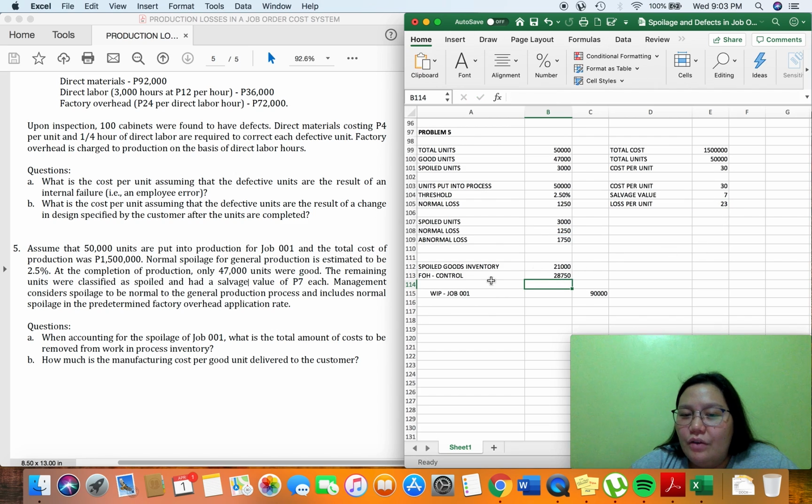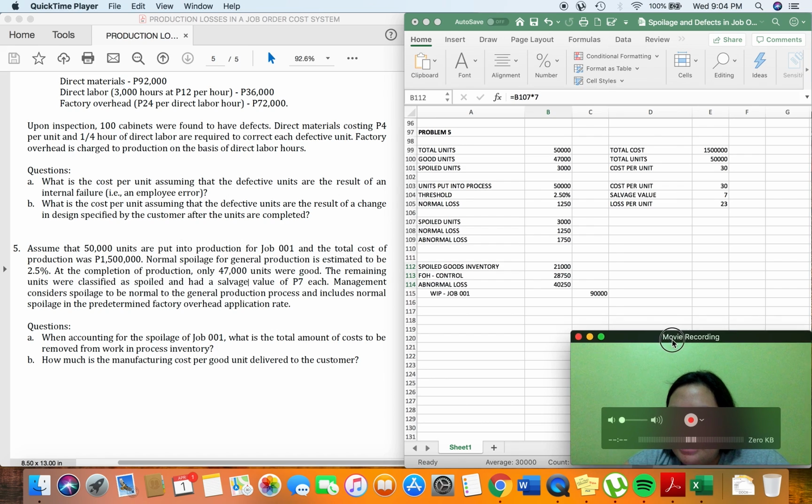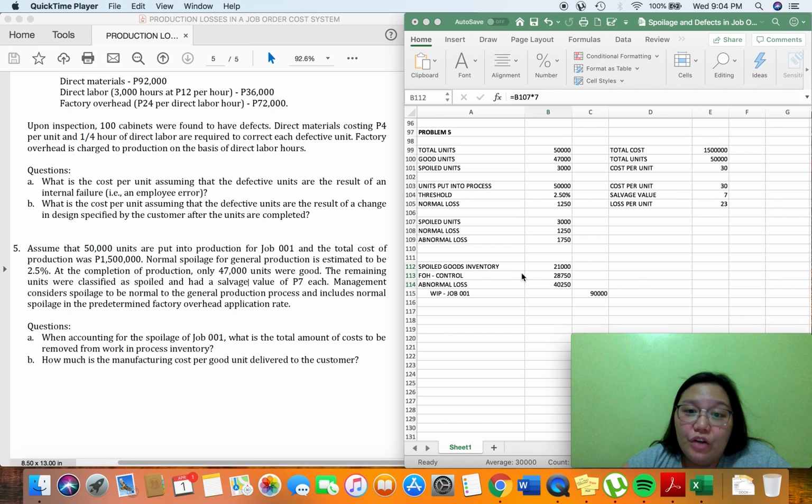We have 28,750. And then, the abnormal loss naman will be, syempre, charged to another account. So, pwede naman nating pangalanan na abnormal loss na lang yan. So, we have 1,750 multiplied by 23 and we'll get 40,250. So, pag kinompute natin to, we have a sum of 90,000. Balance na po yung entry natin to record the spoilage. Okay? To record the spoilage.